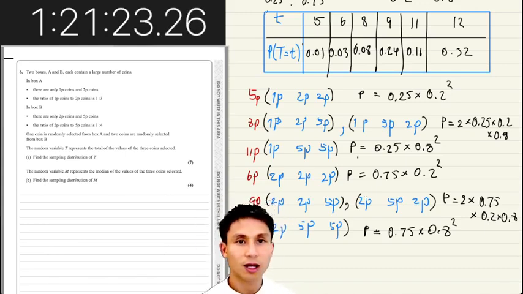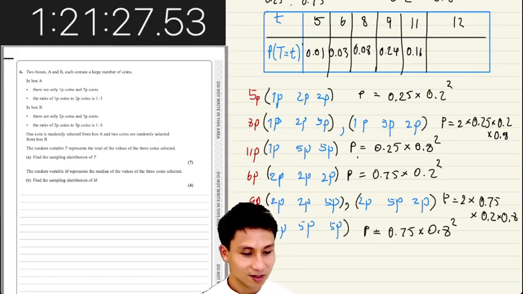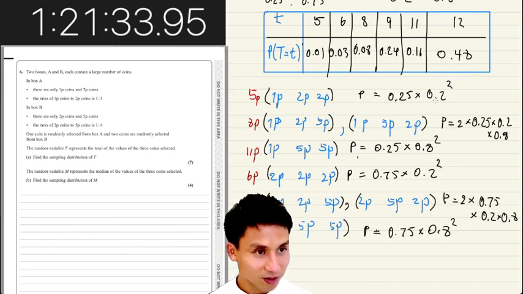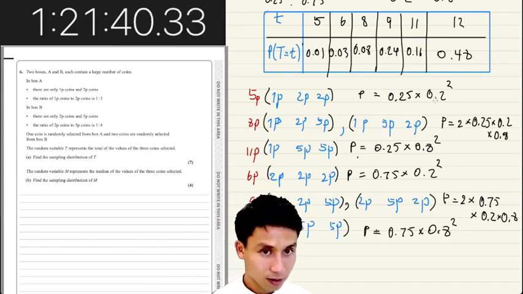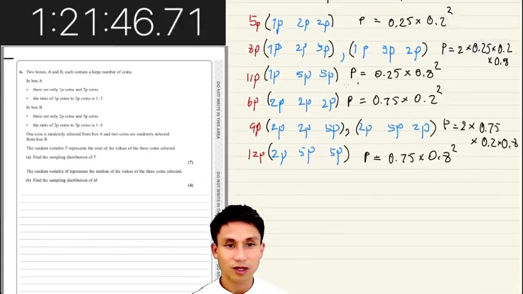Oh, aha. There must be something wrong here. That's the 12 pence case. That's 0.48. Now this should all add up to 1, because I feel like they do. There you go. Okay, we're still okay, I think.